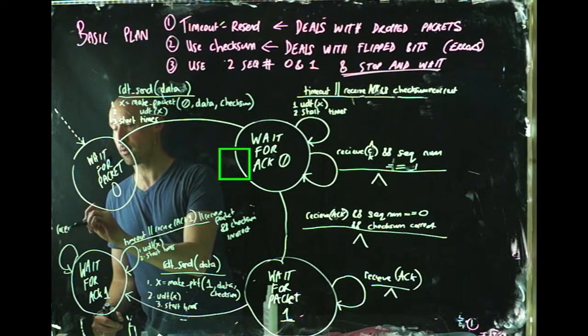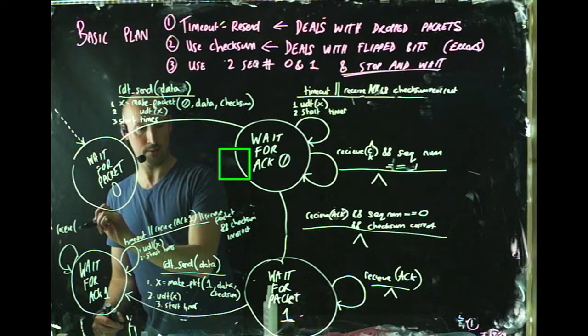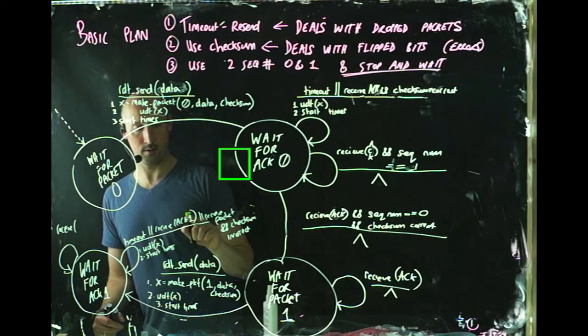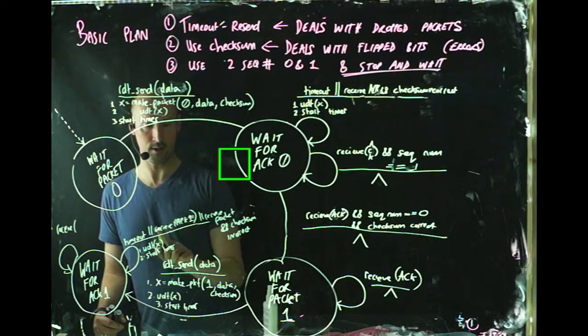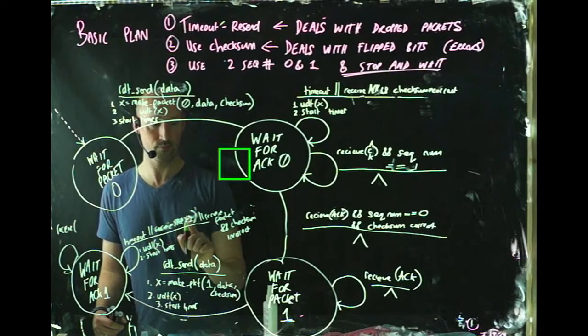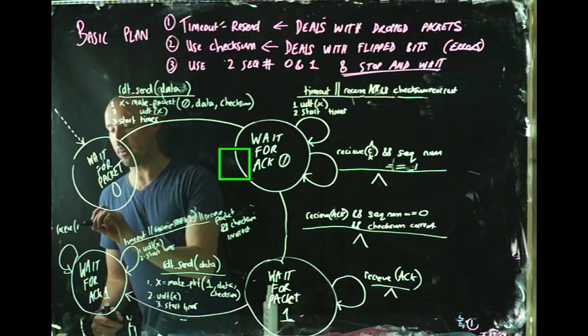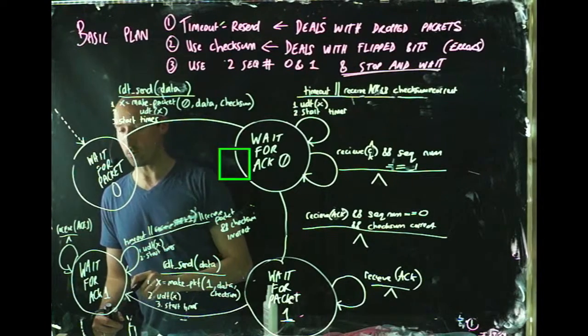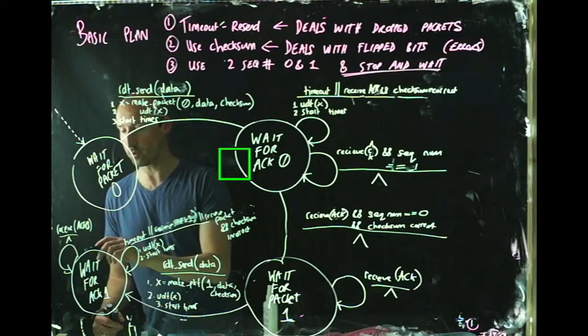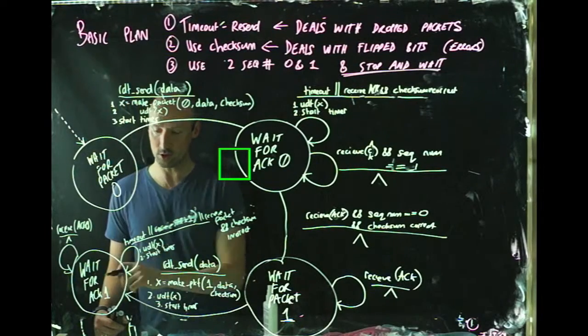Oh sorry, I shouldn't have put down AC1 there yet. So receive packet, so I leave that one out there. So receive AC1, just do nothing, and stay in this state here where I'm waiting for AC1. Oh, sorry, that should be AC0. So if I receive AC0 and I'm expecting AC1, just stay here waiting for AC1.